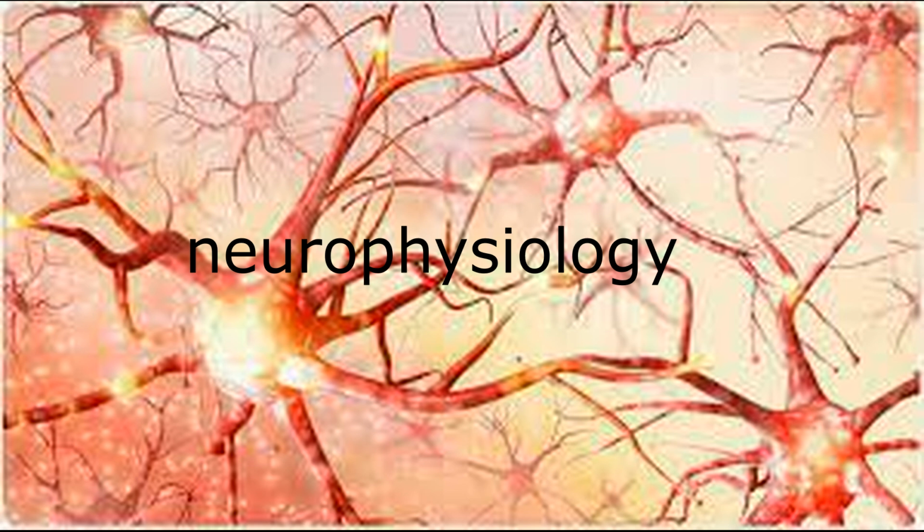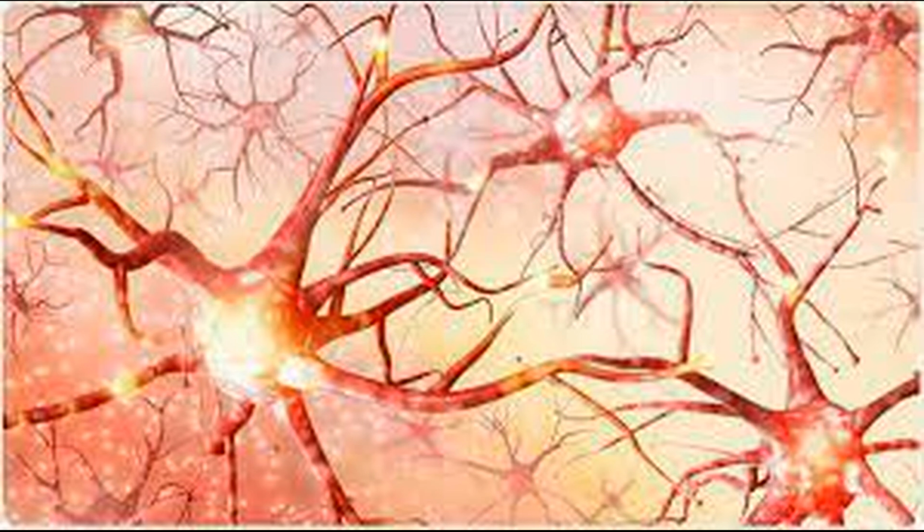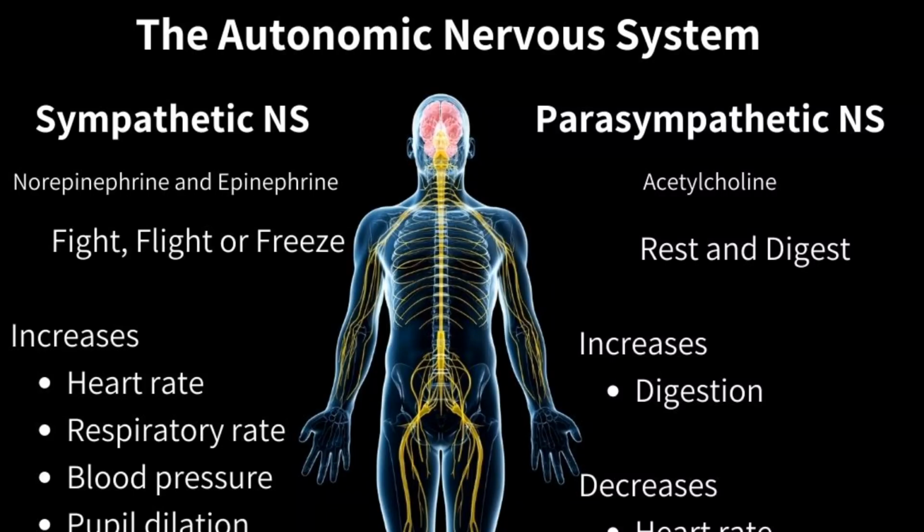We've just wrapped up our discussions on the cellular basis of physiology, and now it's time to explore the fascinating world of neurophysiology. Our topic for today is the autonomic nervous system, commonly known as the ANS. This system is crucial as it controls and regulates the functions of our smooth muscle, cardiac muscle, and glands, all operating without our conscious effort.